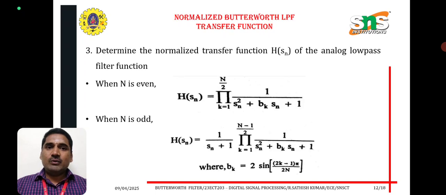Third, we determine the normalized transfer function for the analog filter, where N is even and where N is odd. Where N is even, H of Sn is the product for k is equal to 1 to N by 2 of 1 divided by Sn square plus bk into Sn plus 1. In case N is odd, H of Sn is equal to 1 divided by (Sn plus 1), times the product for k is equal to 1 to (N minus 1) divided by 2 of 1 divided by Sn square plus bk into Sn plus 1. How to determine bk? bk is 2 sine of (2k minus 1) pi divided by 2N.